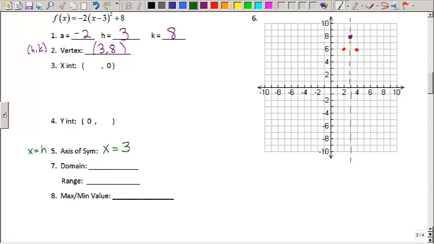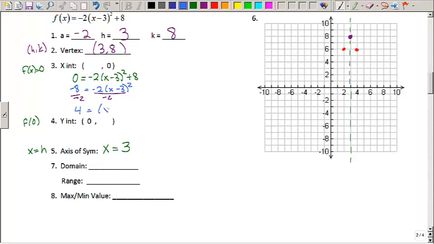To find my x-intercepts and my y-intercept, for the x-intercept I'm setting f of x equal to 0. For my y-intercept I'm finding f of 0. That's the difference between plugging in 0 for the y versus plugging in 0 for the x. So for the x-intercept I have 0 equals negative 2 times the quantity x minus 3 squared plus 8. To solve, I subtract 8 from both sides. Next, I'm going to divide both sides by negative 2. Negative 8 divided by negative 2 is positive 4.